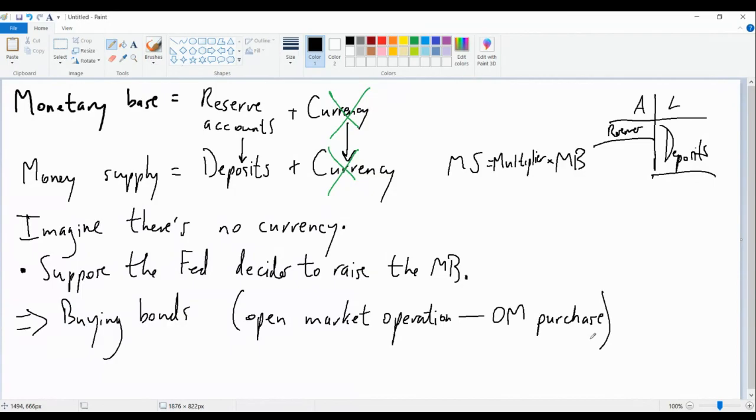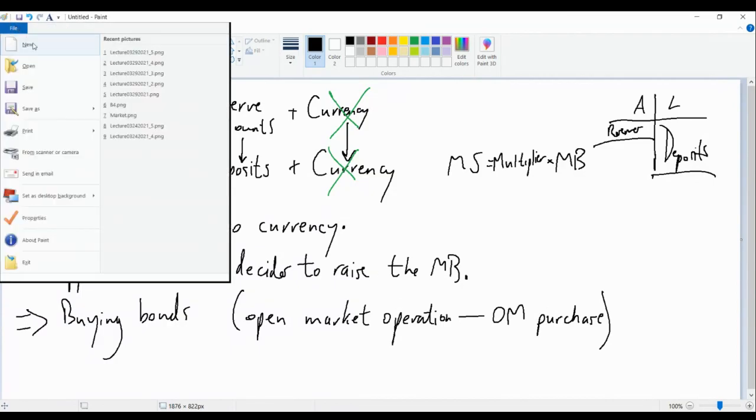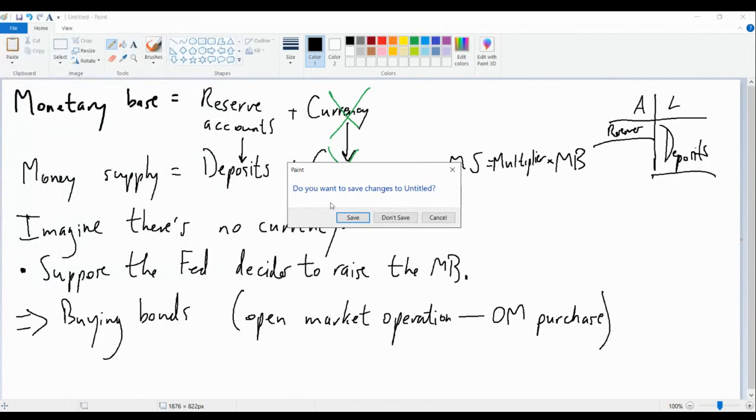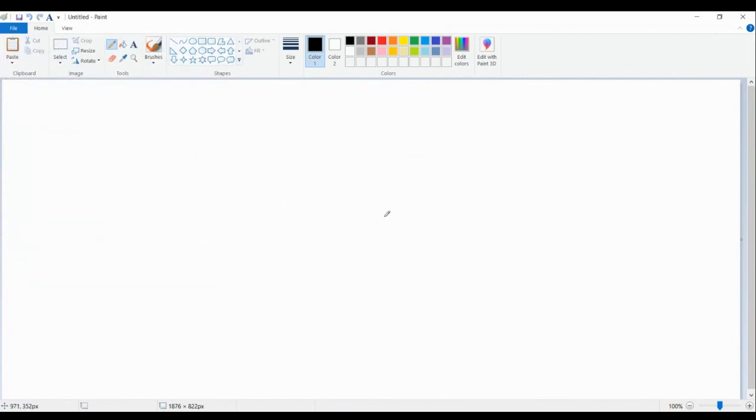So that's our job. There's no currency. We want to see when the Fed in this world decides to buy a bunch of bonds, what happens?